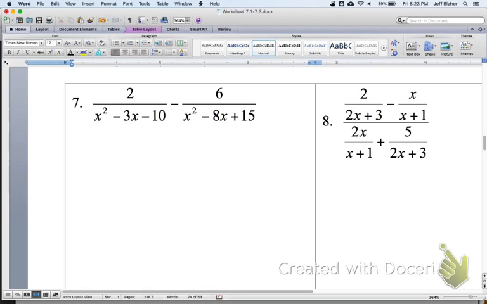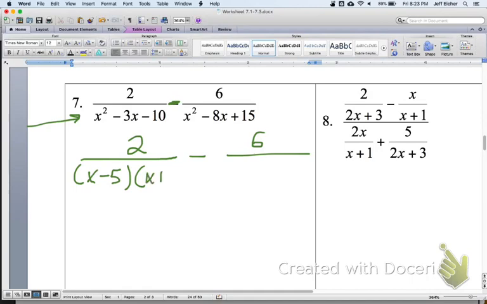Alrighty, let's look at number 7. Number 7, again, we're subtracting. We have trinomials, so we need to factor those. We have a 2 and a 6. Factoring this first trinomial, we have x minus 5 and x plus 2.